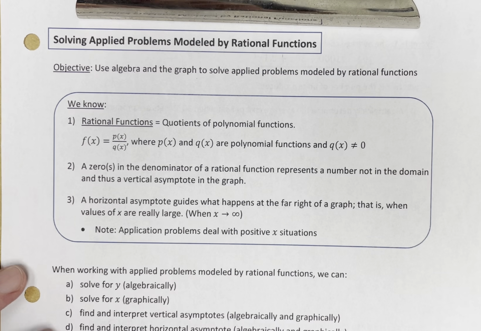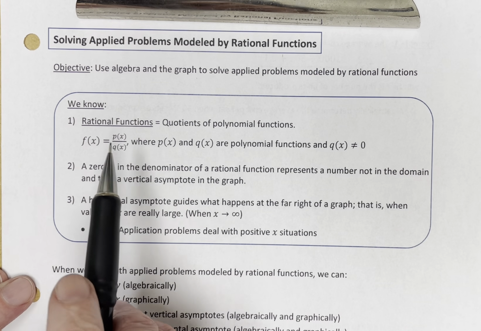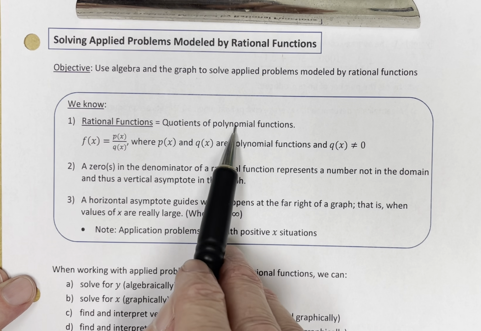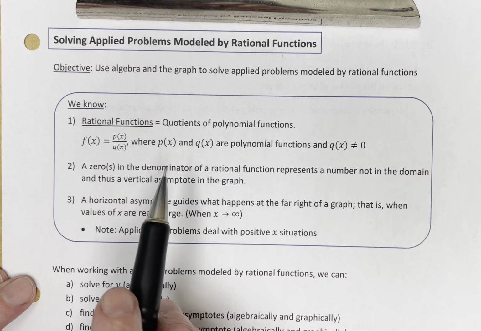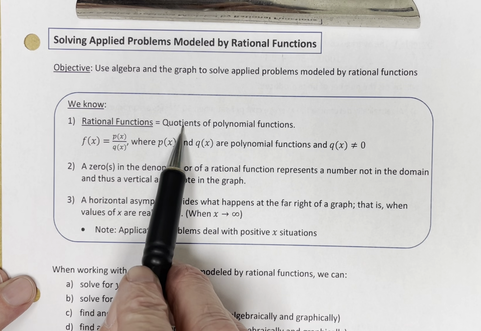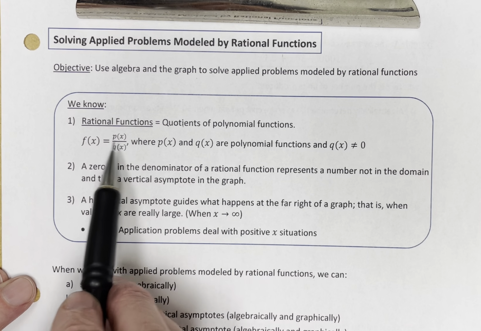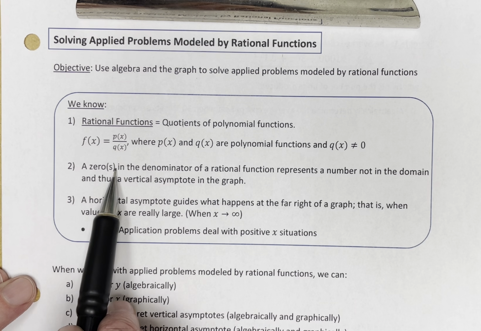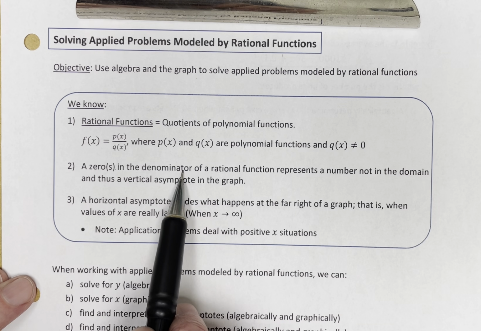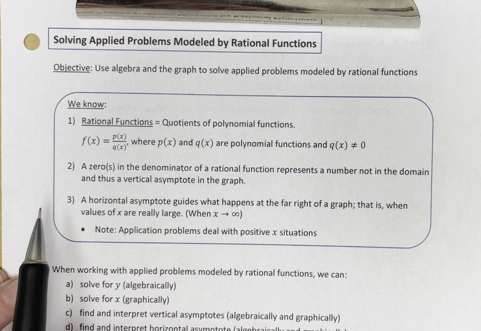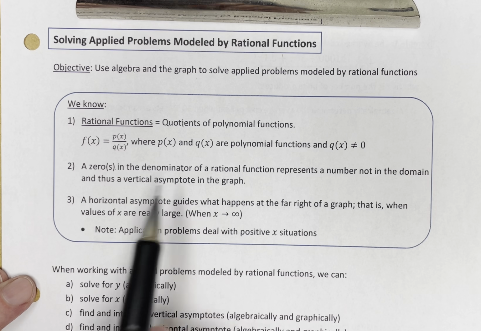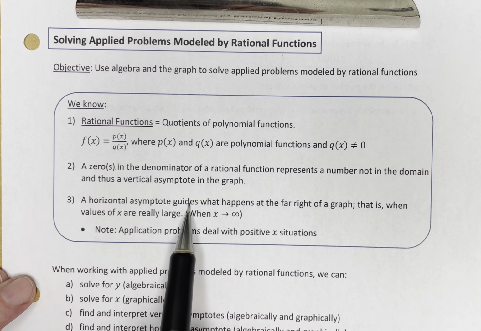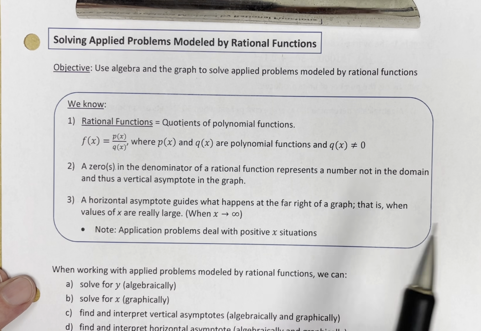So let's do a quick recall on what we already know that we're going to make use of here. We know what a rational function is. It is a quotient of two polynomial functions. And we want to recall that when we're dealing with division, the denominator cannot be equal to 0. In fact, a zero or zeros in the denominator represents a number that is not in the domain and is a vertical asymptote in the graph. And the third thing we know here, a horizontal asymptote guides what happens at the far right of the graph.